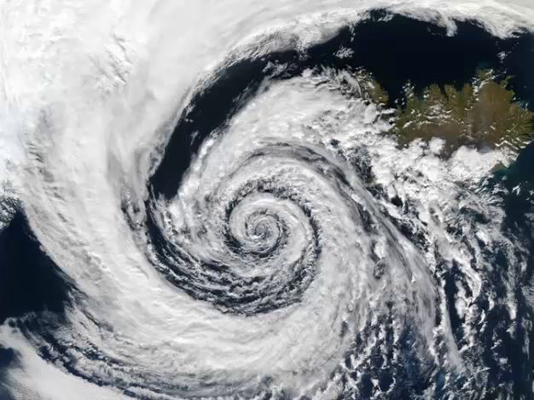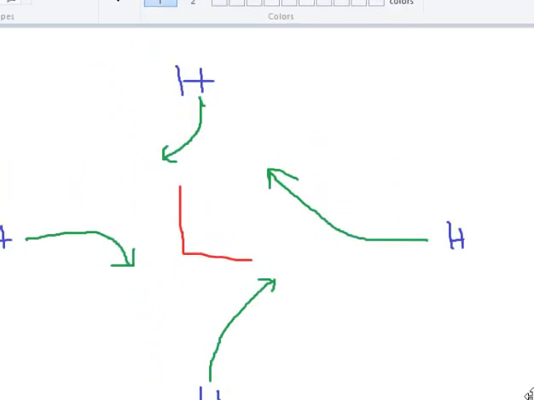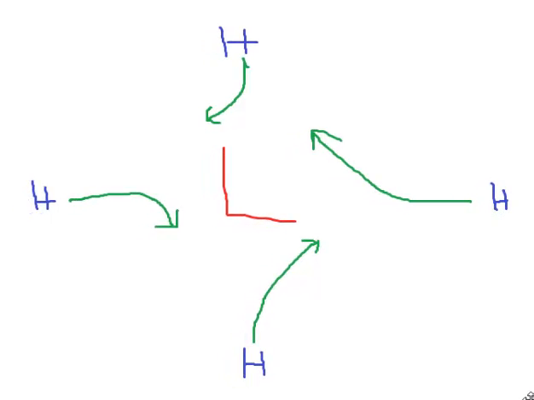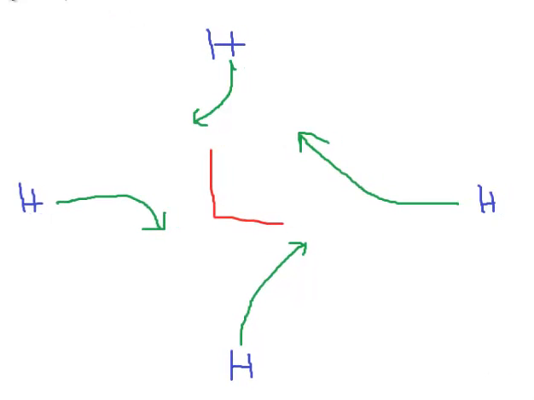Now, an anticyclone, let's go back to this. Remember, this was the way a cyclone worked. An anticyclone is the opposite. That's where you have the higher pressure in the middle. Let's say, for example, instead of a low in the middle, you've got a high pressure in the middle, and all around it, you've got lower pressure.